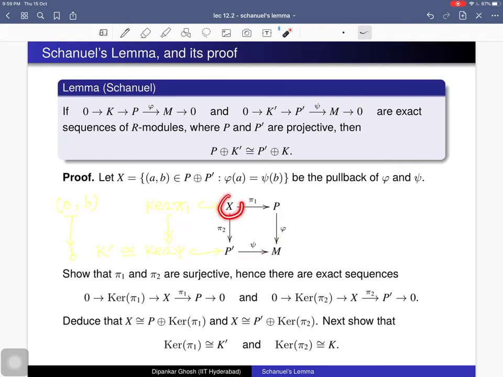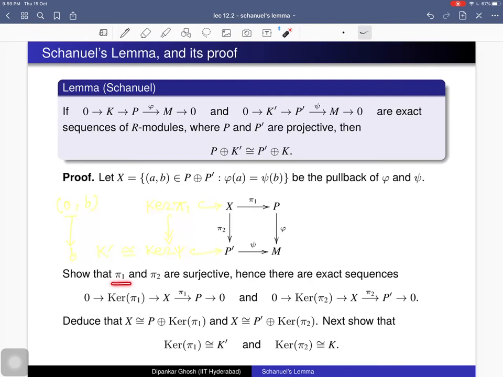So, suppose X is the pullback of these two module homomorphisms. And then we have already proved that if this phi is surjective, then pi 2 is surjective, and if this psi is surjective, then pi 1 is surjective. In the hypothesis, we started with these short exact sequences. Therefore, both phi and psi are surjective module homomorphisms. Hence, pi 1 and pi 2 are surjective module homomorphisms.